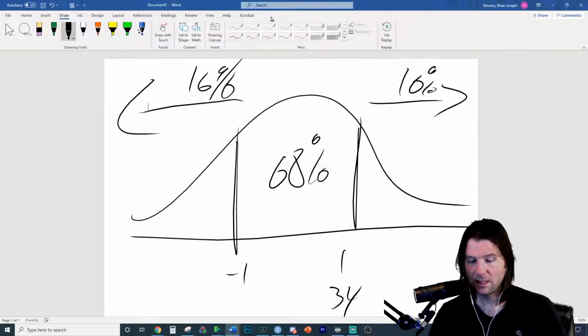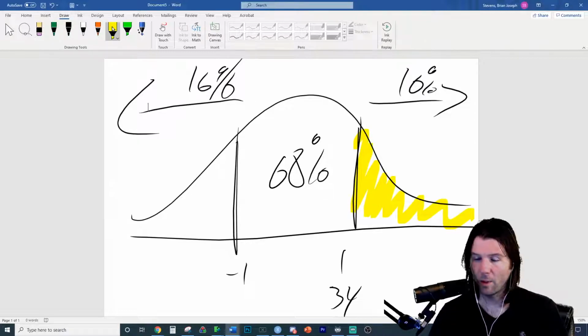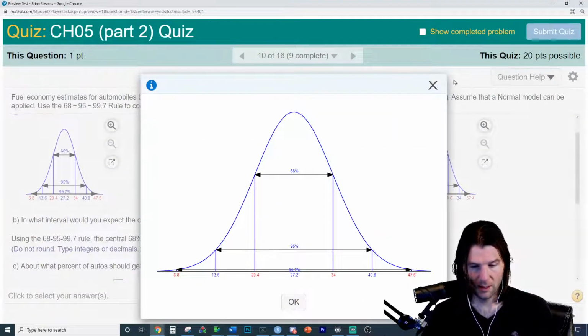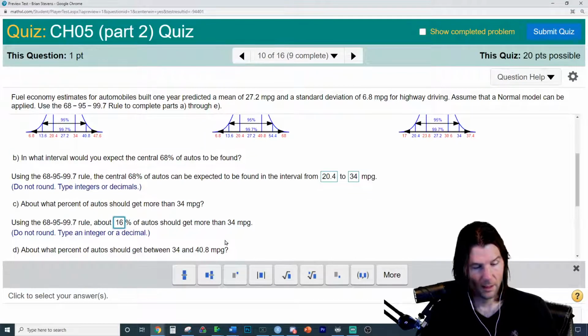So 16% is what is expected to be above here. So excellent stuff right there. It should be 16% is what is expected above a z-score of 1.